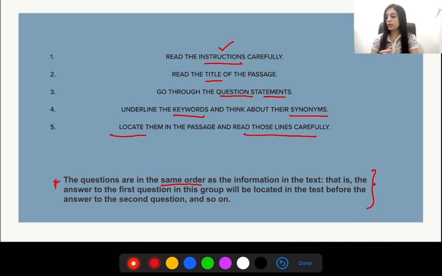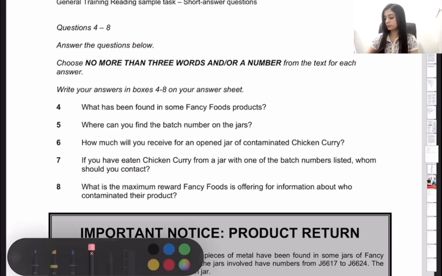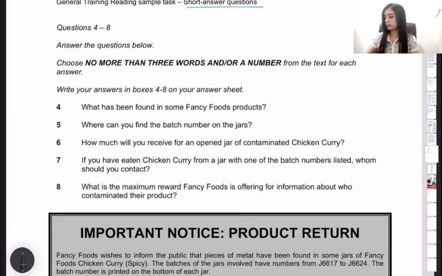Let me just share the screen with you or share the document with you. So we'll be solving short answer questions, and these are the questions. First we move on to the instructions. That was step 1, right? Step 1 is you read the instructions. So it says no more than 3 words and or a number. So you can write up to 3 words and or a number. Okay, so this is how you have to address this particular set of questions.